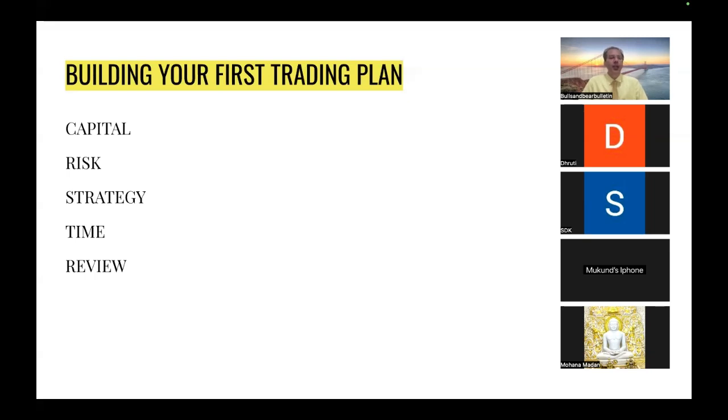And just because you bring that X amount, say 1 lakh rupees, doesn't mean that you should go all out and start buying the stocks. So you need to take the risk factor into consideration.